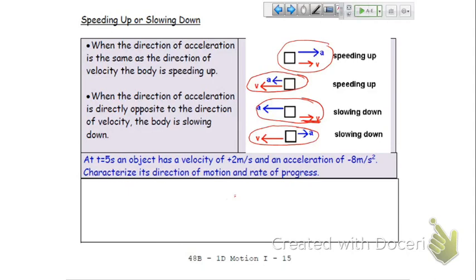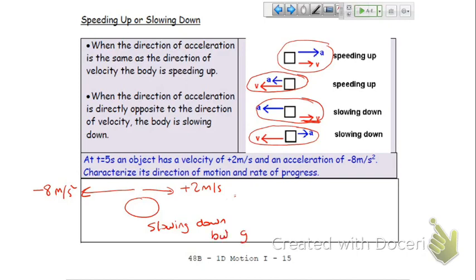So at t equals 5 seconds, an object has a velocity of that and an acceleration of that. So here's my object. It has a velocity of +2 meters per second. It has an acceleration of -8 meters per second squared. So this would be slowing down, but going in a positive direction. So that's a good thing to remember.